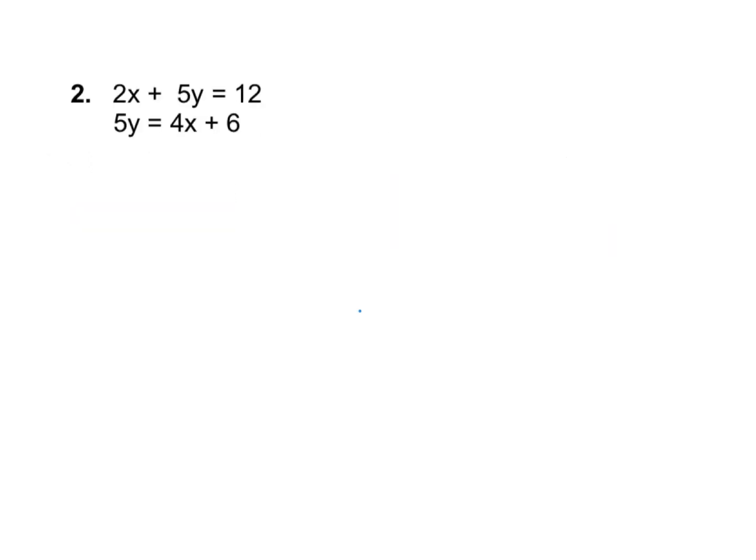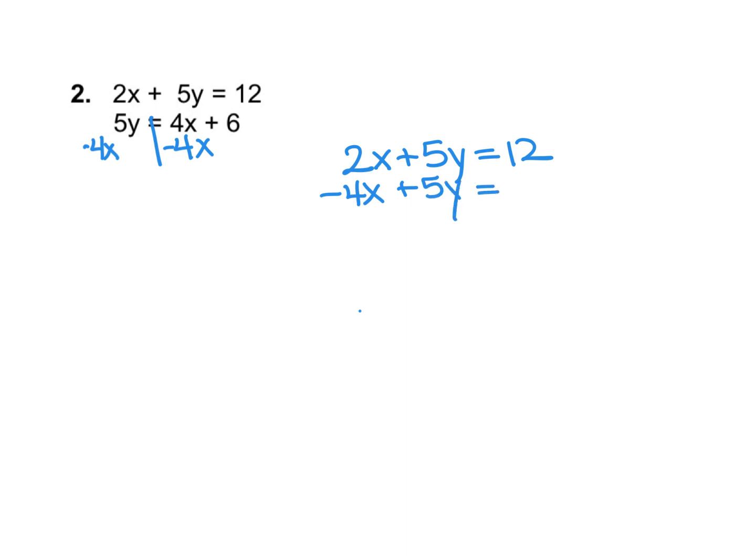All right, the same thing for number 2. We've got 2x plus 5y is equal to 12, and then I've got 5y plus 4x. The first one is already written in standard form, so we're going to say 2x plus 5y is equal to 12. And then our second one is not. So the x and the y have to be on the same side. I'm going to subtract the 4x on both sides, so I'm going to have negative 4x plus 5y is equal to 6.